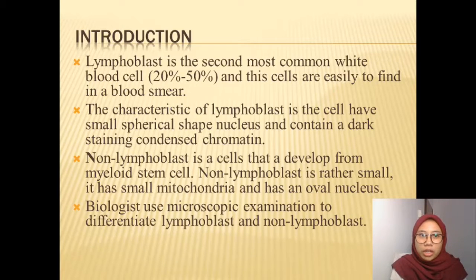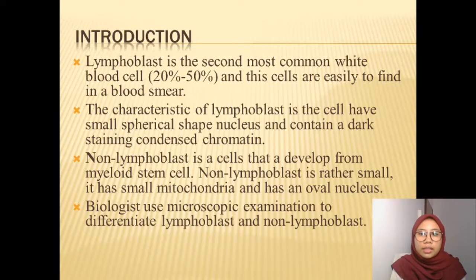For the introduction, lymphoblast is the second most common white blood cell, 20% until 50%, and these cells are easy to find in a blood smear. The characteristic of lymphoblast is that the cell has a small spherical shaped nucleus and contains a dark staining condensed chromatin.